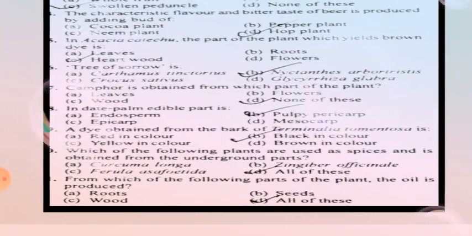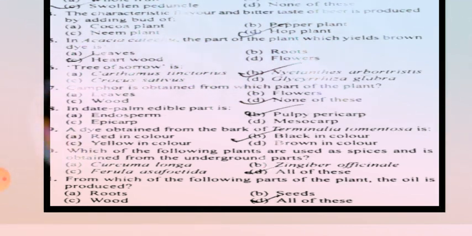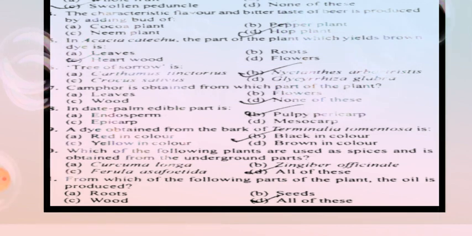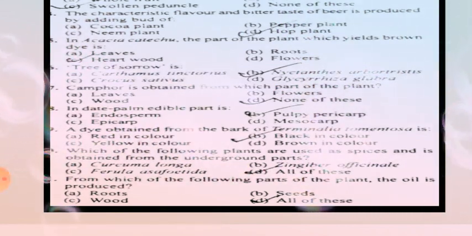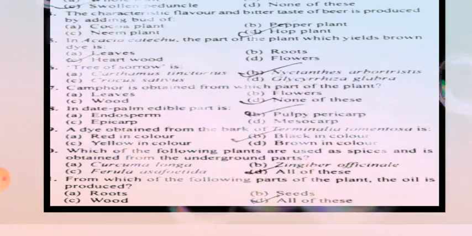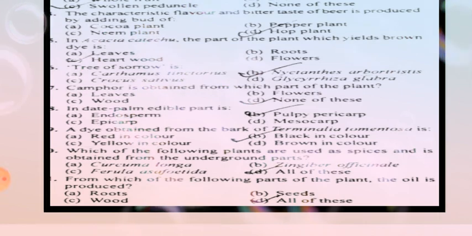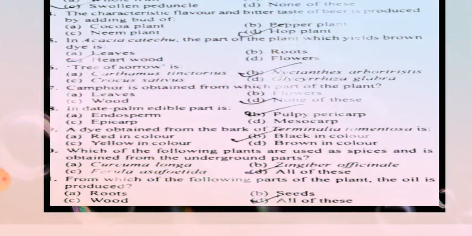Then comes the next one. The dye obtained from the bark of Terminalia tomentosa is red in color, black in color, yellow in color, or brown in color. Which type of dye is obtained from Terminalia tomentosa? Option B, black in color, is the right answer.